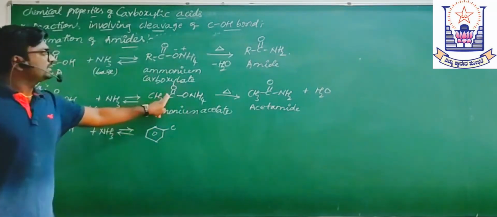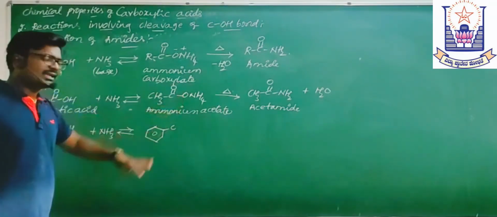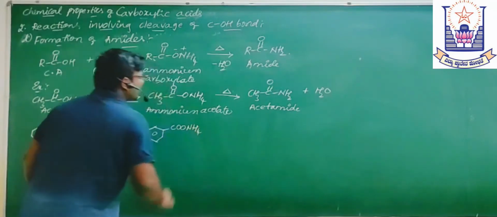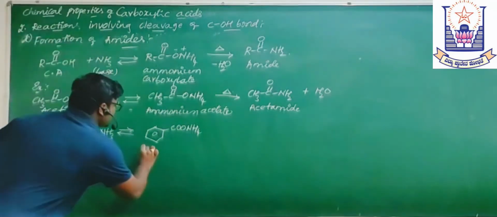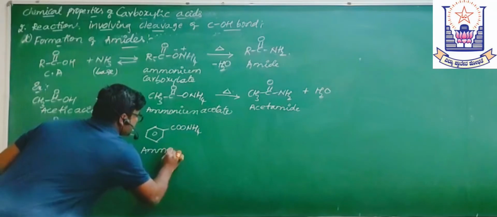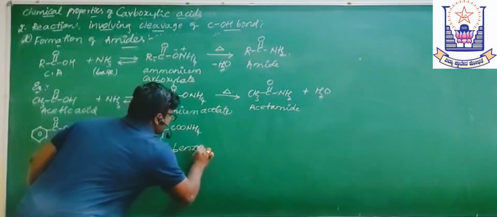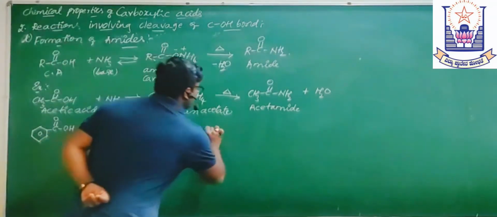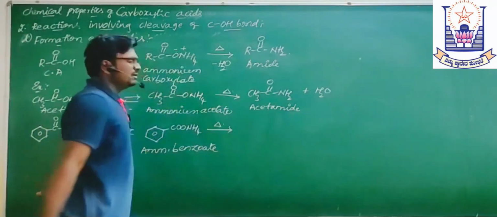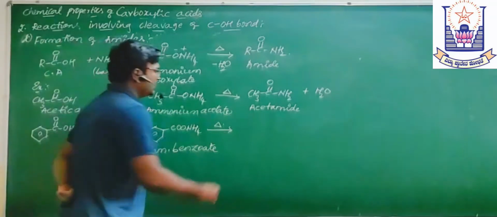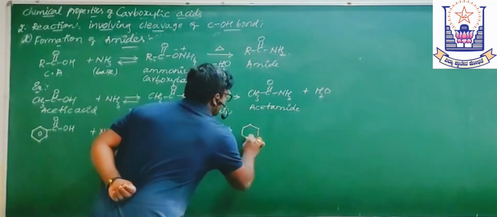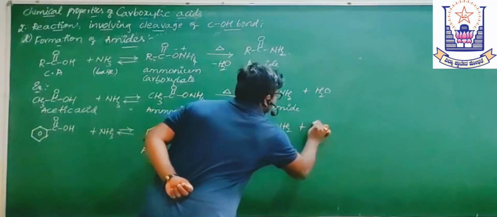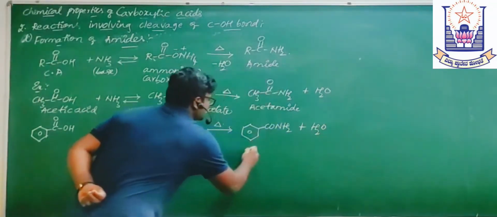Here, instead of writing C double bond O like this, you can directly take COO, no problem. What is this called? Ammonium benzoate. When this is heated, obviously it will give the amide as the product, and the byproduct is water. This is benzamide.